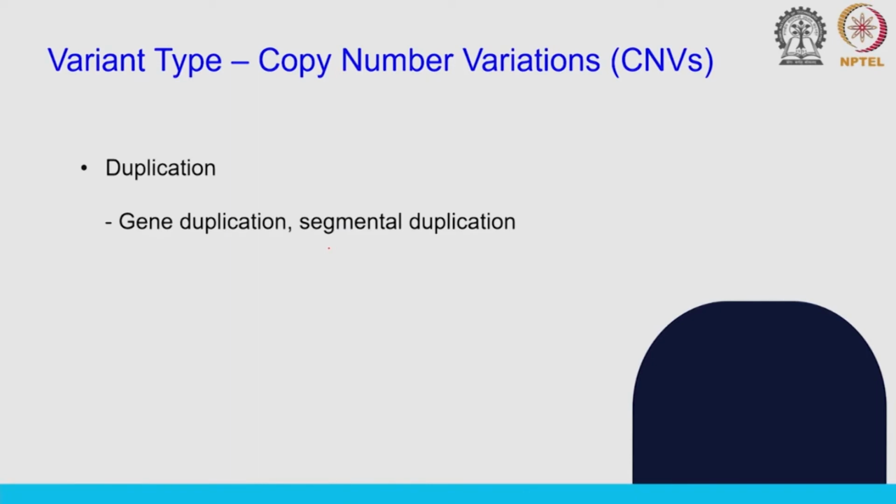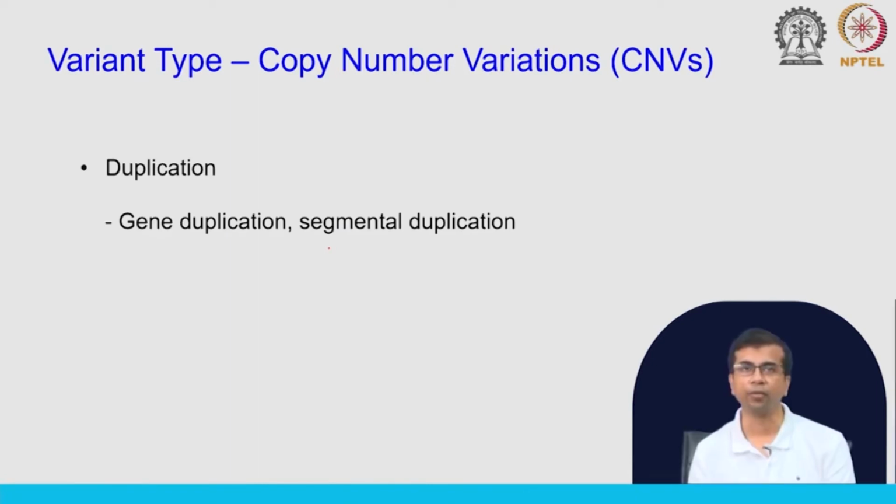So, we have something called duplication. Now, this duplication can be gene duplication, where a gene is supposed to be present in one copy, but instead it is present in two copies. This is what we call gene duplication, or you can have segmental duplication. What does segmental duplication mean? It involves multiple genes or a larger region of the genome that is duplicated, instead of a single gene.